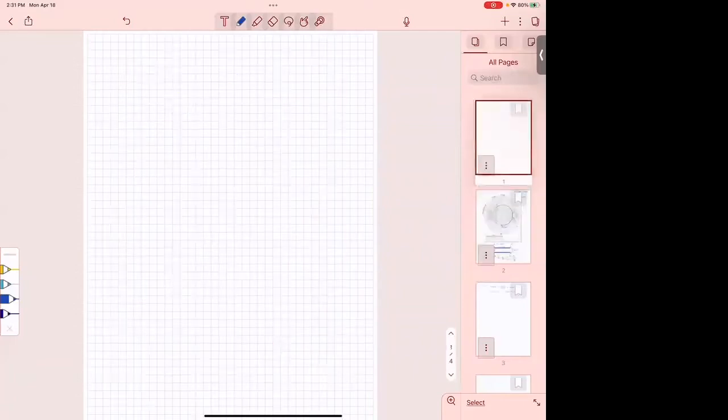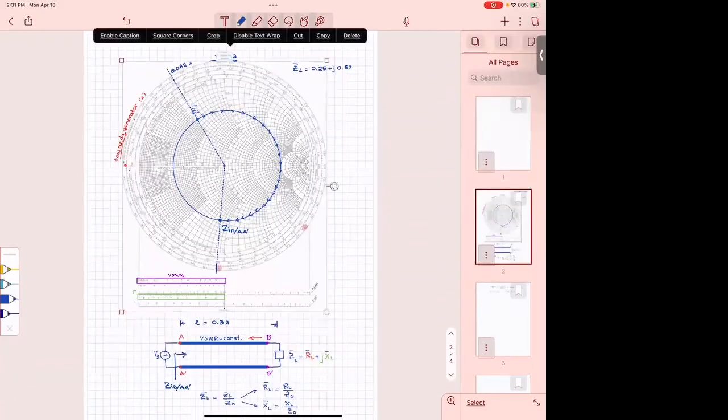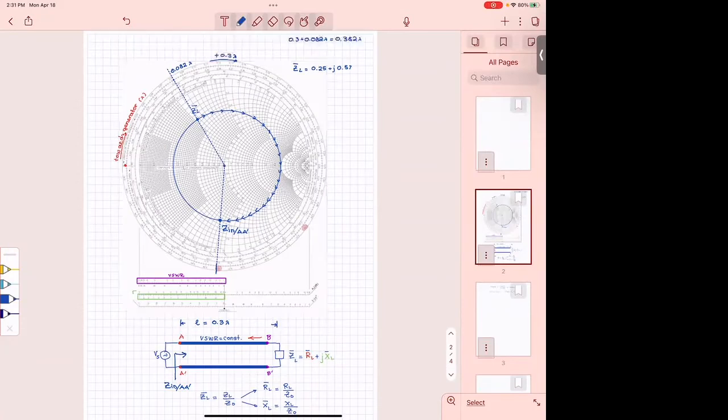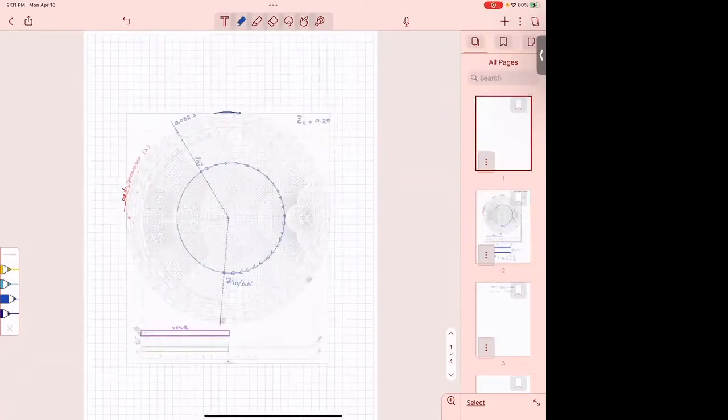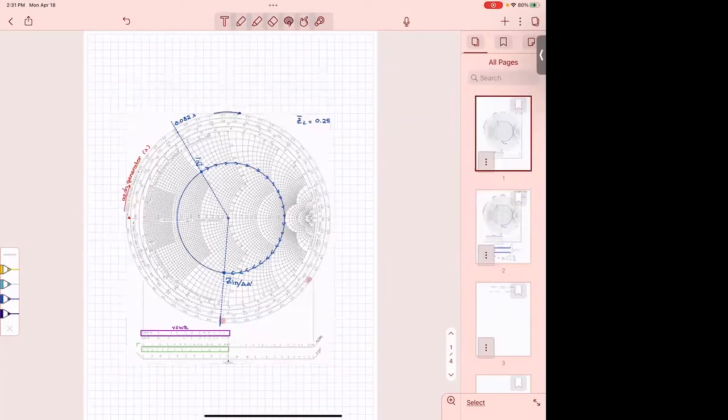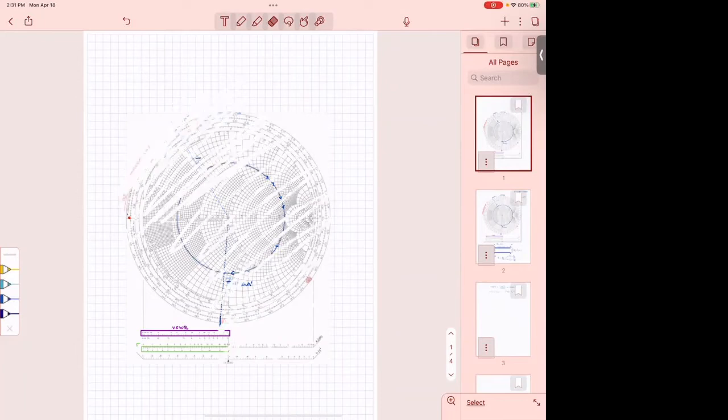Can I move it or no? Yes. And then I will copy this, come here and paste it. But I will remove everything else. All right, so the only thing I want to do here before is to show you how to find every point, any impedance on the Smith chart.